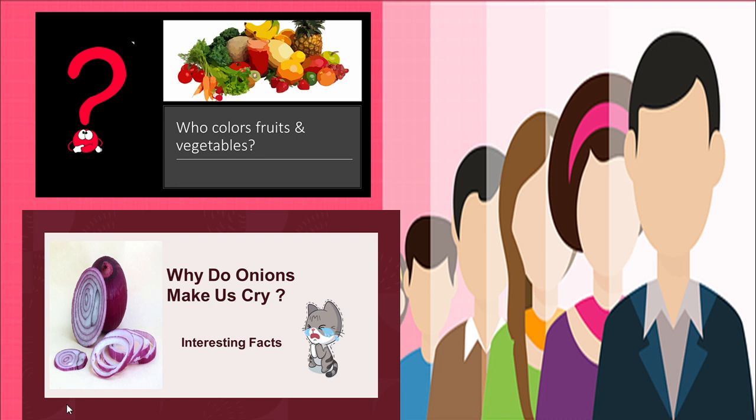Now children, before we go to the next sum, I would like to share one more thing. Children, every Friday we come up with an interesting fact. Like many a time when you cut onions, you have tears in your eyes. Or many a time when we visit the market, we see various colored fruits and vegetables, and we may get a question: who exactly colors these fruits and vegetables? Why do these onions make us cry?